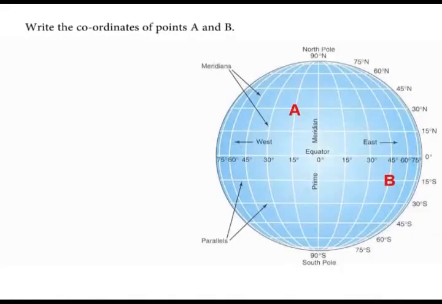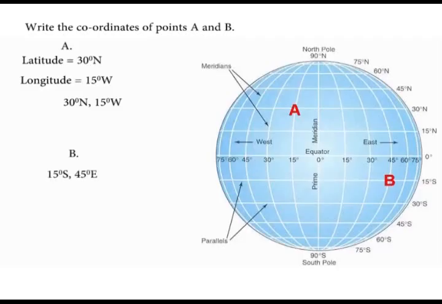So from this, we can give the global coordinates of point A. It lies on latitude 30 degrees north and longitude 15 degrees west. So its position is 30 degrees north, 15 degrees west. B will be 15 degrees south, 45 degrees east.